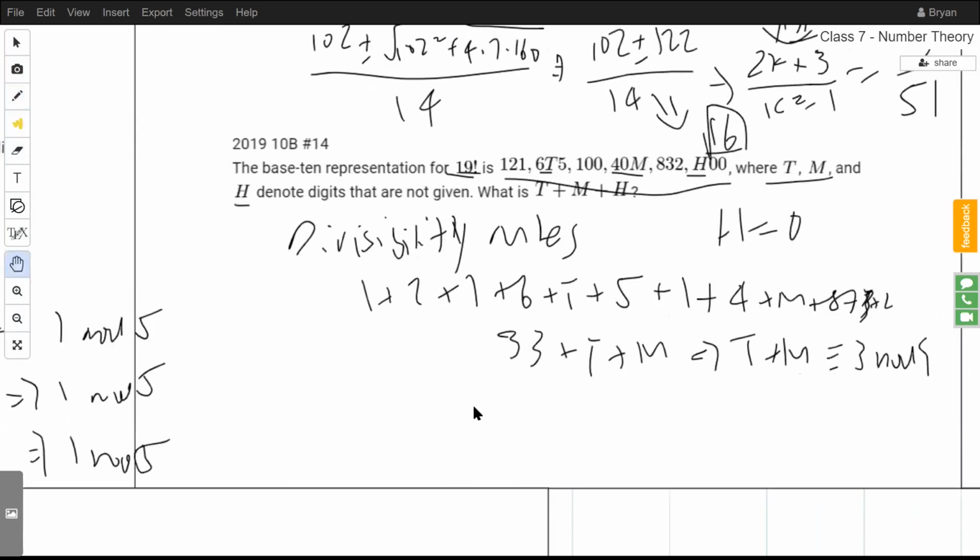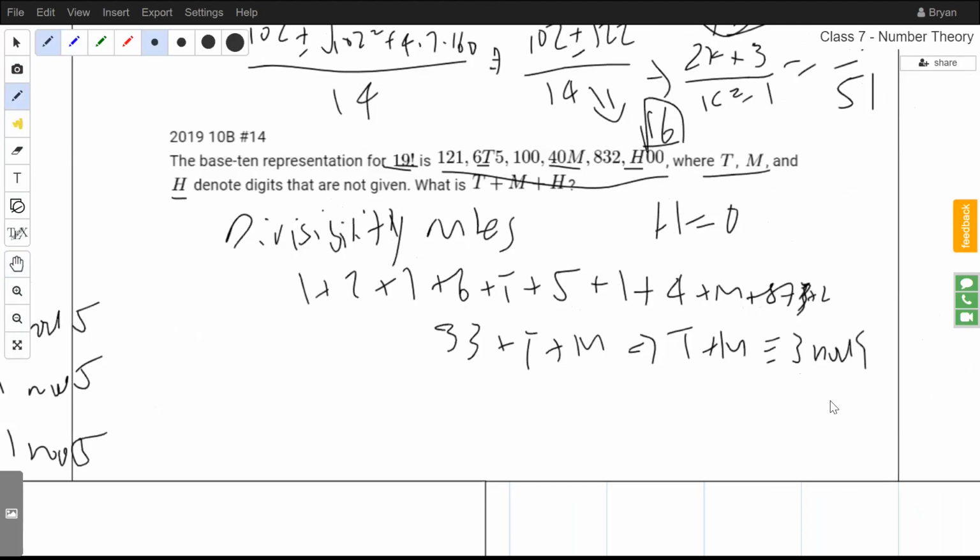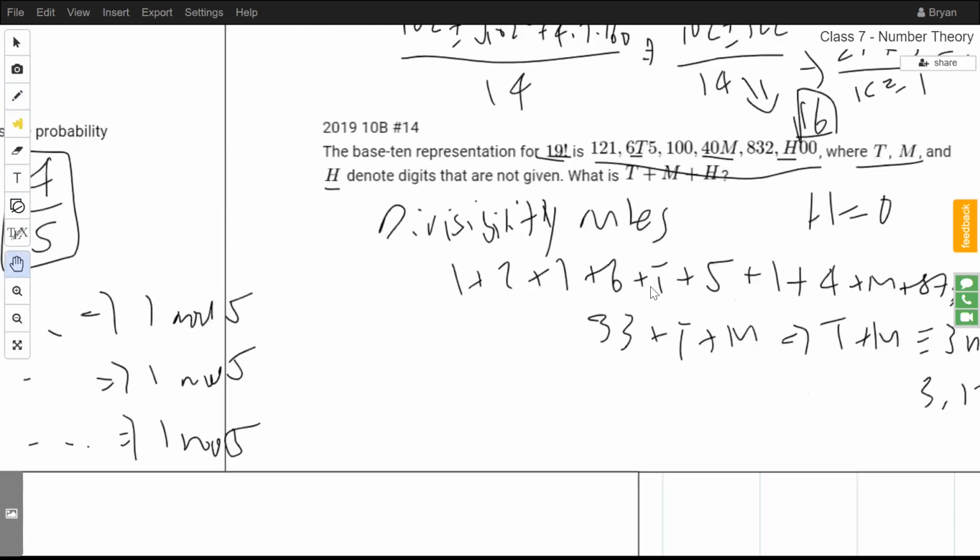Basically, we know that T and M are digits, so T plus M can either be 3 or 12, as it can't equal 21, since T and M are both less than 10 and can't be negative. So that's cool. Next, we can use 11, where we have 1 plus 2, sorry, not plus 2, minus 2.